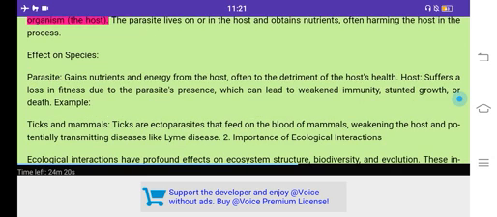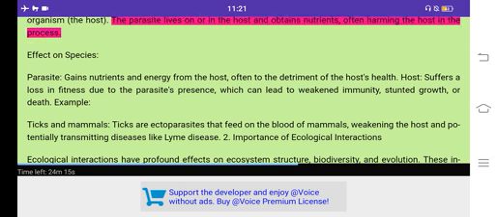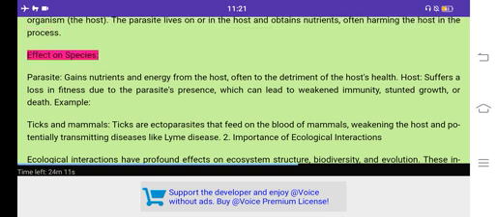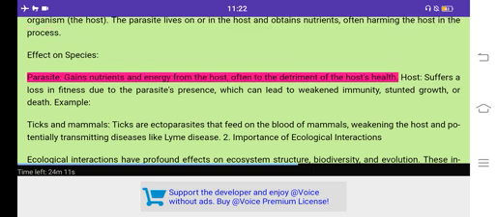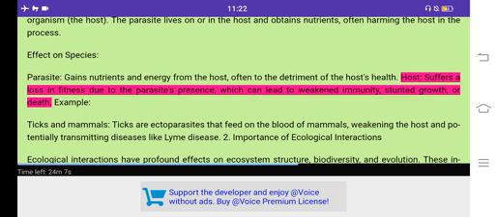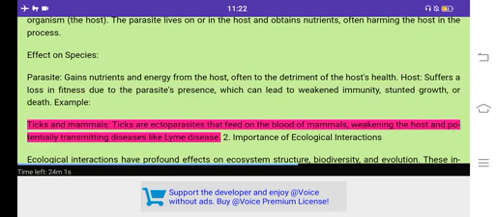Parasitism. Definition: parasitism is an interaction where one organism, the parasite, benefits at the expense of another organism, the host. The parasite lives on or in the host and obtains nutrients, often harming the host in the process. Effect on species: the parasite gains nutrients and energy from the host, often to the detriment of the host's health. The host suffers a loss in fitness due to the parasite's presence, which can lead to weakened immunity, stunted growth, or death. Example. Ticks on mammals: ticks are ectoparasites that feed on the blood of mammals, weakening the host and potentially transmitting diseases like Lyme disease.